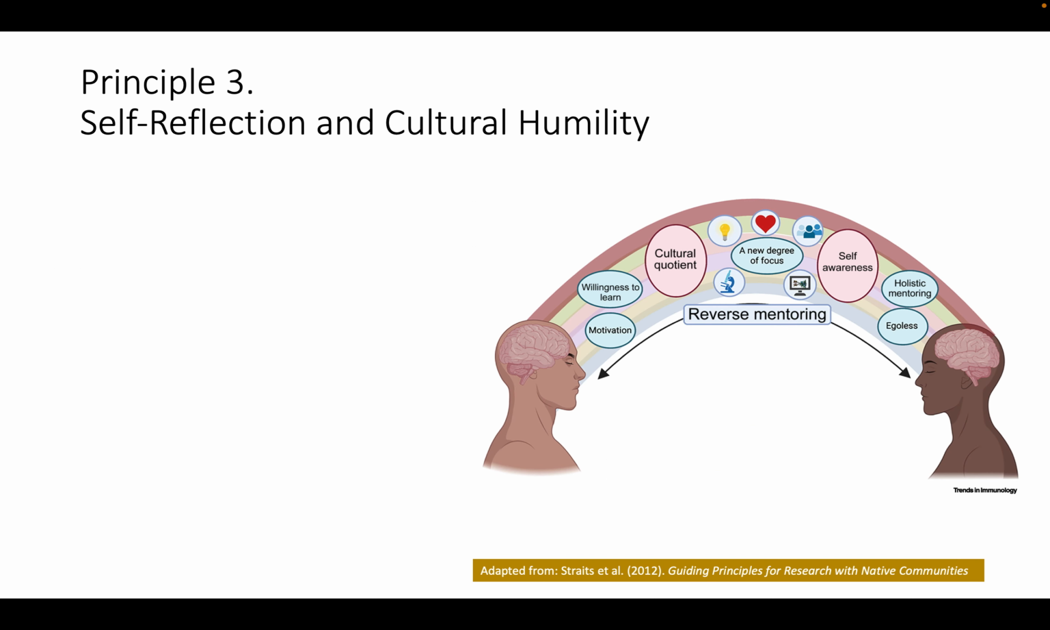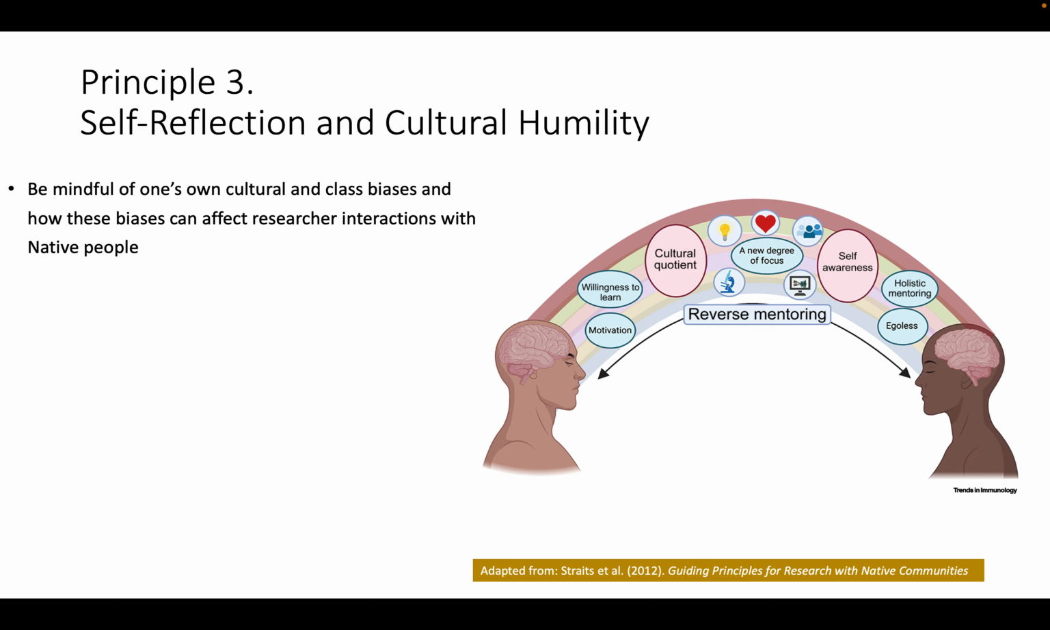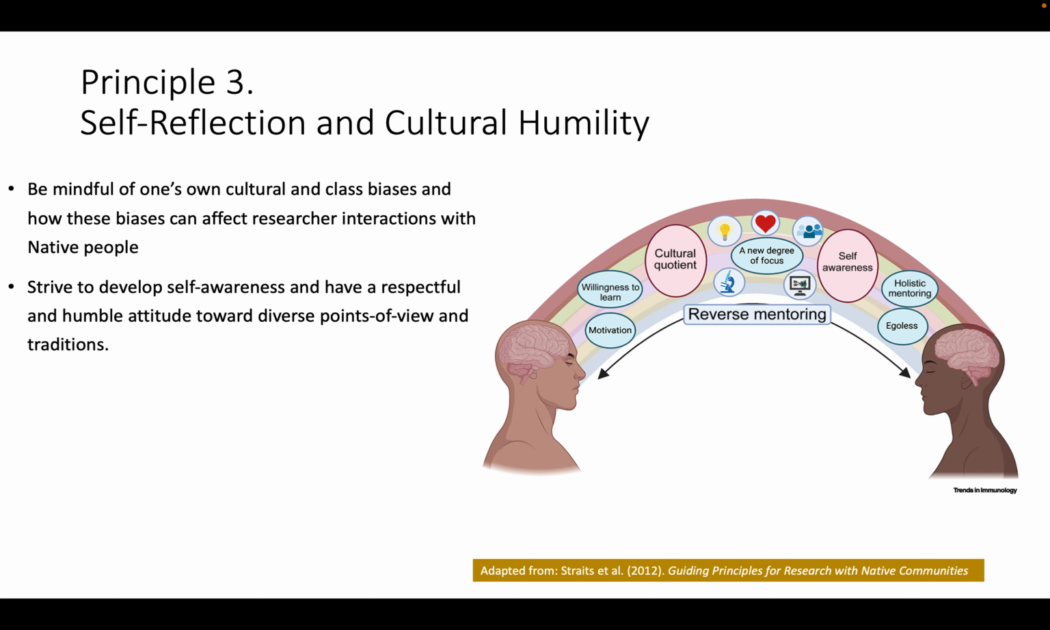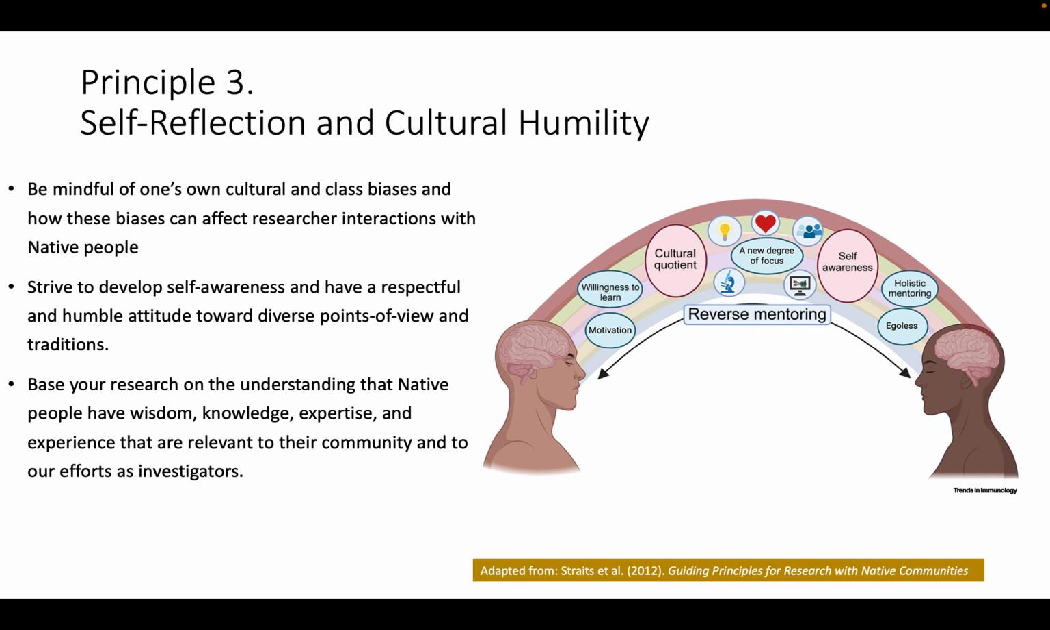Principle 3, self-reflection and cultural humility. Be mindful of one's own cultural and class biases and how these biases can affect researcher interactions with Native people. Strive to develop self-awareness and have a respectful and humble attitude toward diverse points of view and traditions. Base your research on the understanding that Native people have wisdom, knowledge, expertise, and experience that are relevant to their community and to our efforts as investigators. Refrain from believing that one has attained cultural competence, as it is a lifelong process.